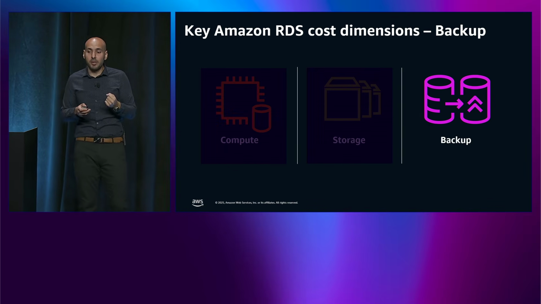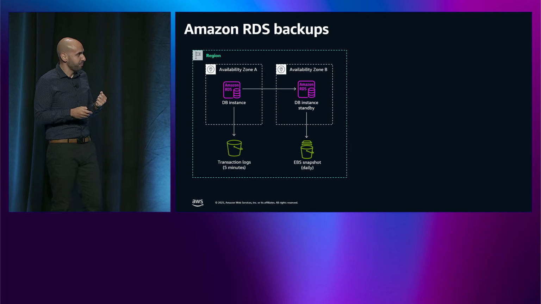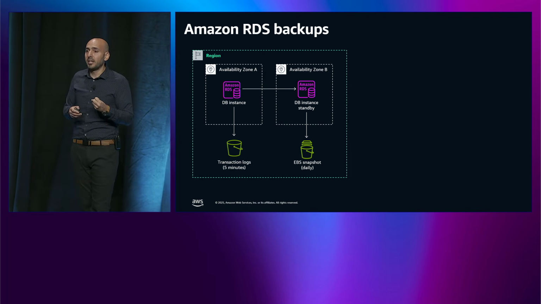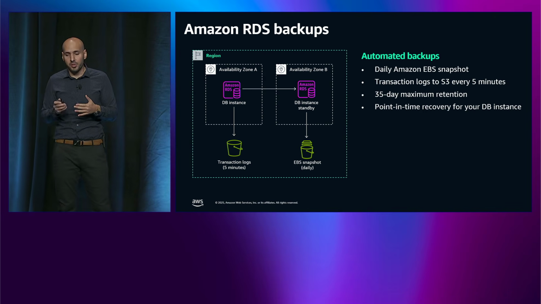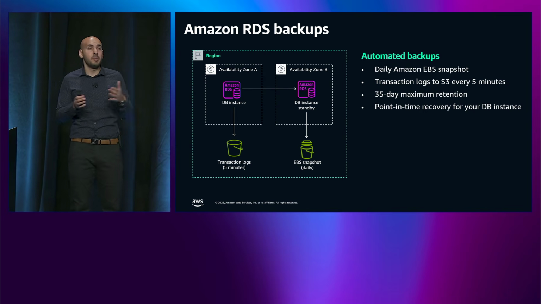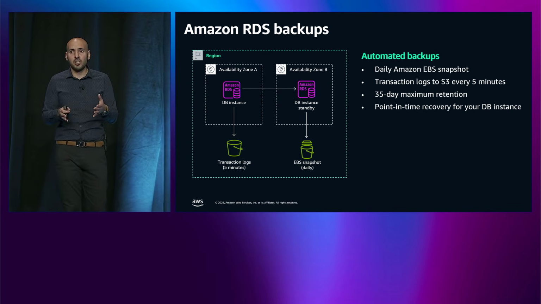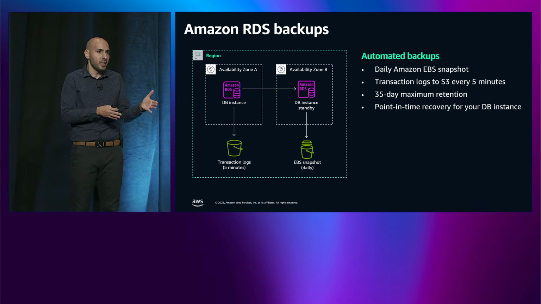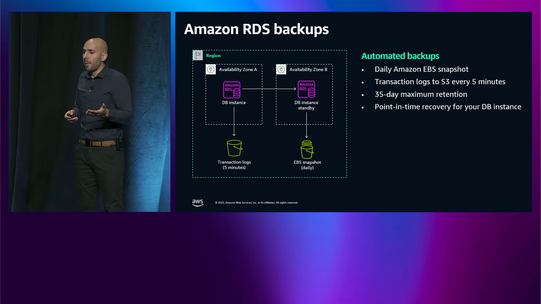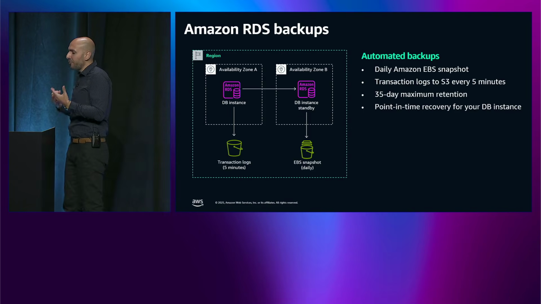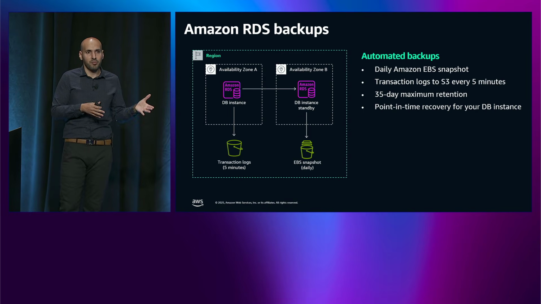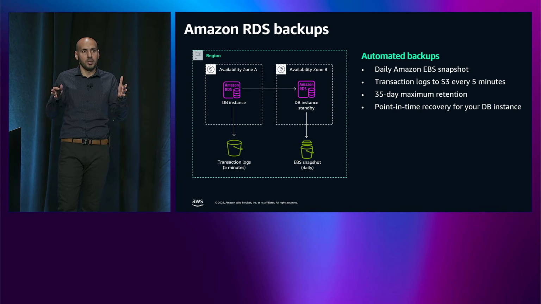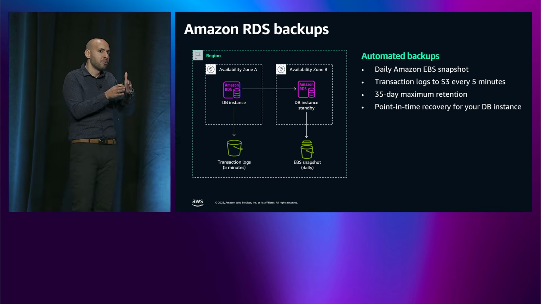And now for the last cost dimension we will cover, which is backup. In Amazon RDS, we offer 2 types of backups, automated backups and database snapshots. Automated backups include daily EBS snapshots and transaction logs being sent to Amazon S3 every 5 minutes. And the benefit of using automated backups is that it allows you for automated point-in-time recovery. So you can go back in time to a specific second in the last 35 days. You have a granularity for up to 35 days.